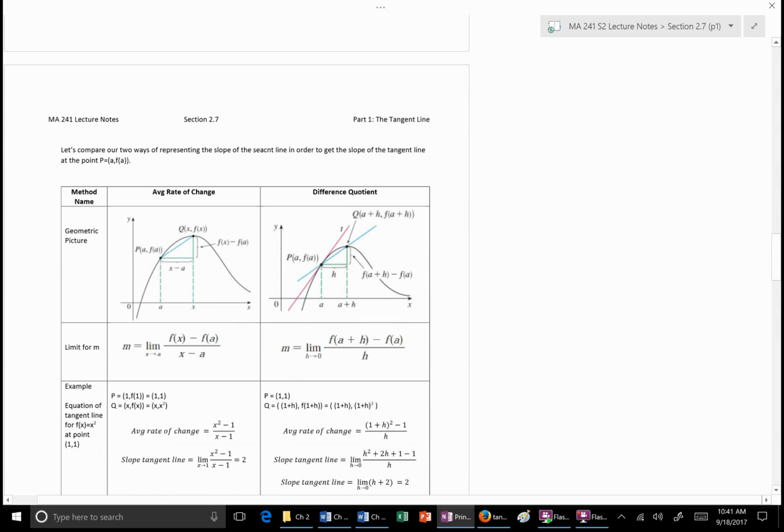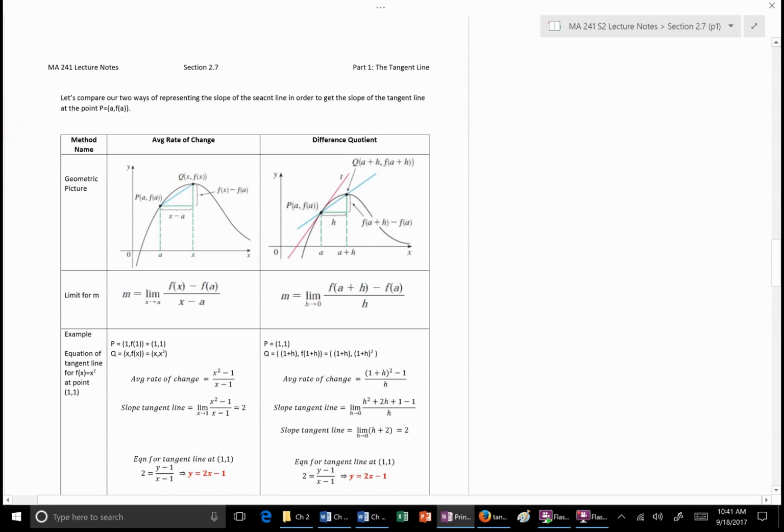All right. So these are our two different pictures. People sometimes call this the average rate of change picture. Sometimes people call it the difference quotient. But the picture is the same. Instead of x, we just have the point we're interested in, a, plus some distance. And as x goes to a, it's the same as h going to 0. These two things are exactly equivalent. It's just another way of expressing it.